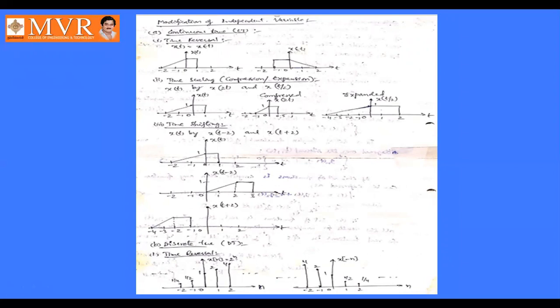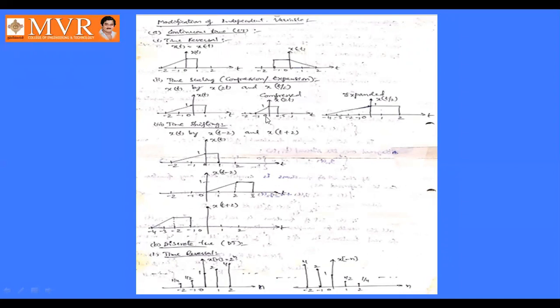Time scaling means compression or expansion. How to compress or expand? So x of t, x of 2t. If it is x of 2t, it will be compressed. If it is x of t by 2, then it is expanded.